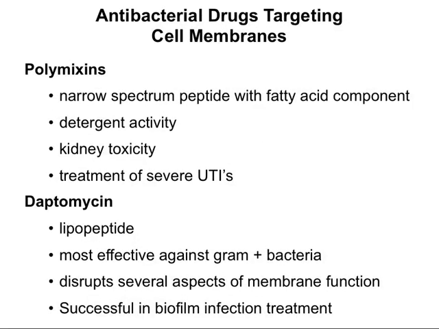Finally, there's a group of drugs that target cell membranes. But cell membranes are probably the least effective target, as every single cell has a membrane. So the drugs that target cell membranes are not usually the first choice. The polymyxins fall into this category. They have a narrow spectrum, and they're a peptide with a fatty acid component, which allows them to have detergent activity and interrupt the cell membrane structure. The problem with polymyxins is there's a high degree of kidney toxicity, but when it's necessary, they can be used to treat severe urinary tract infections.